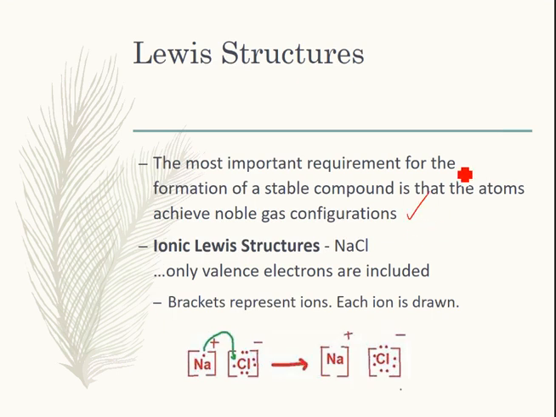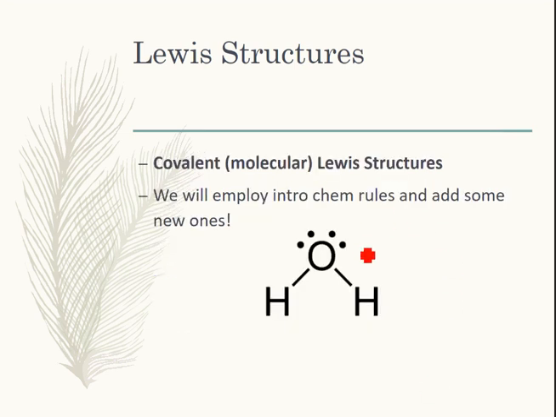And this was on the last slide too, but for ionic Lewis structures, keep in mind we have to draw each ion in brackets with its charge after the bracket to indicate that it's an ion. Covalent Lewis structures, remember that we will simply draw them with ball and stick models with pairs of electrons around the central atom.